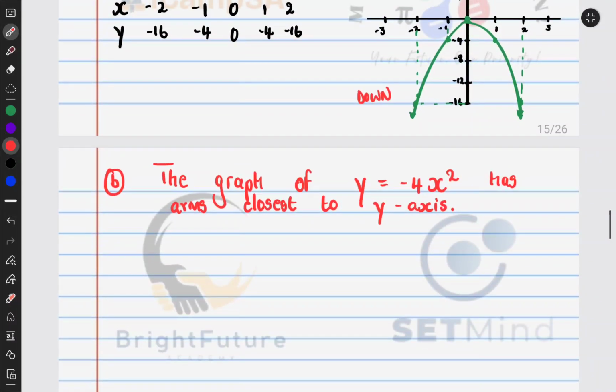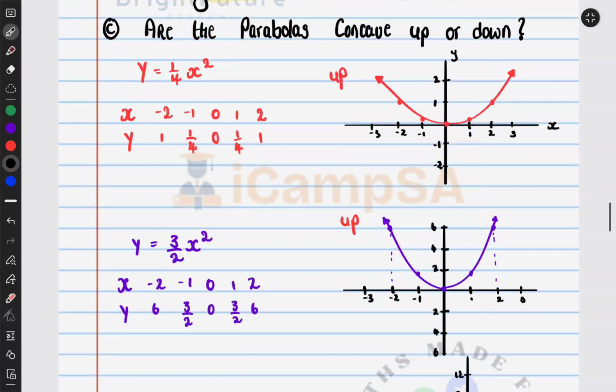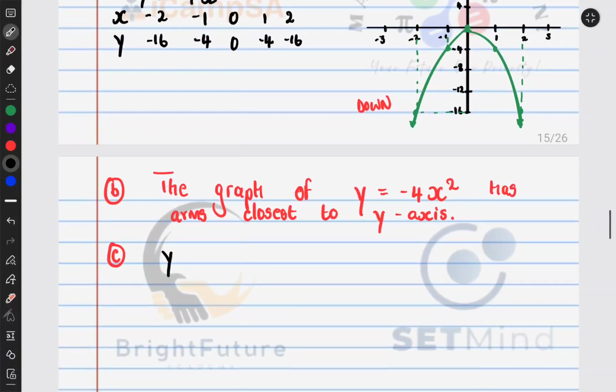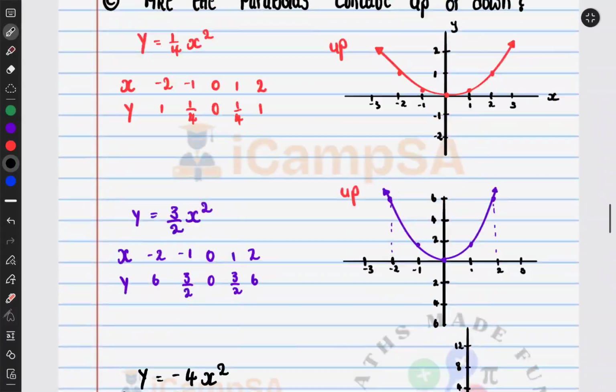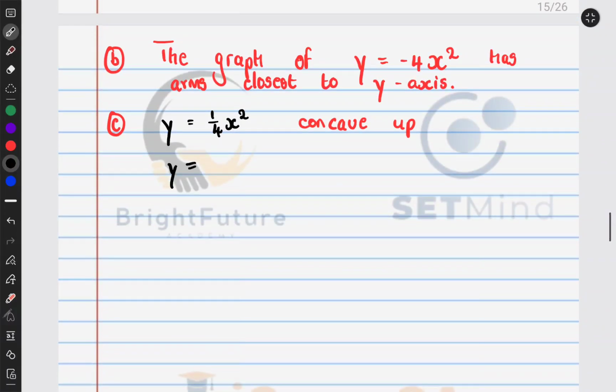Okay, so for C, just for completeness' sake, you can say what the function is. It's y is equal to 1 over 4 x squared, and it's facing upward, so we say it's concave up. The second one is y is equal to 3 over 2 x squared. The sign of the value of a is positive, so it's concave up again. You've also seen this from the sketches that we have made.